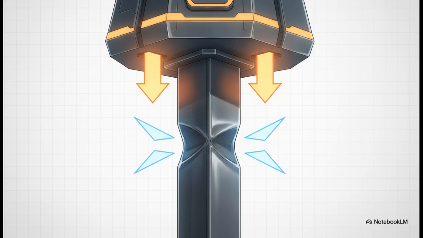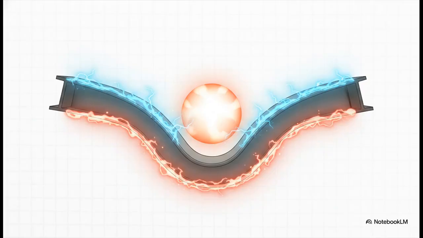Think of compression as the force squishing columns down, kind of like stepping on a soda can under massive weight. Now, the challenge here isn't just the steel crushing, it's buckling. The specification provides rigorous math for flexural buckling, torsional buckling, and flexural torsional buckling. This ensures that tall, slender columns don't just spontaneously bow out sideways when they're carrying the immense weight of a skyscraper.